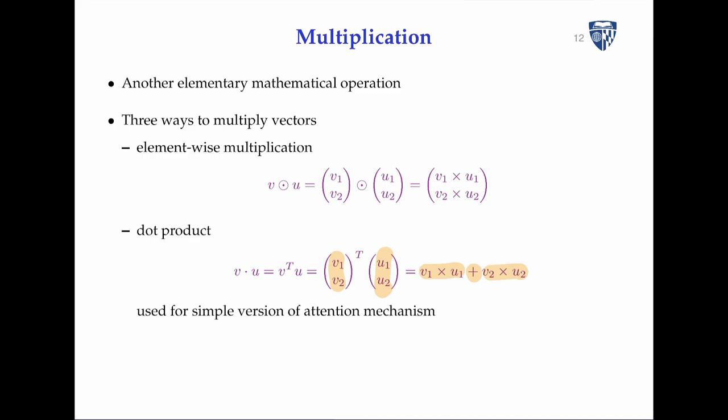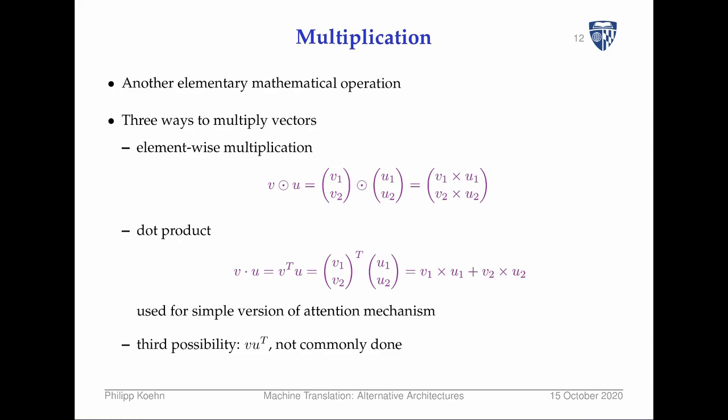There's a third way you could multiply vectors, where you do the transpose slightly differently. This blows up, in this case, a multiplication of two vectors that have two elements into a matrix that has two times two elements. This is not really commonly done in neural machine translation models. At least I'm not aware of any way where this is done, because you usually have the opposite problem: we have very rich input and we want to make much more condensed output predictions. We don't want to increase the dimensionality of representations.